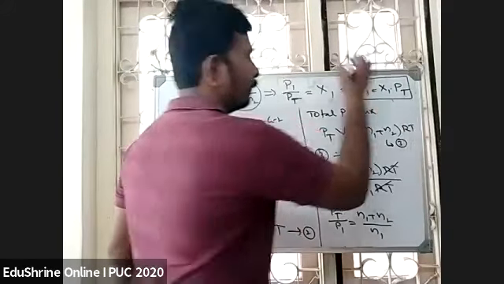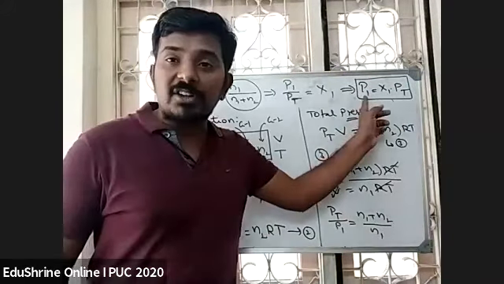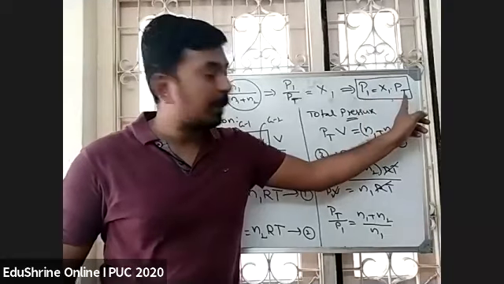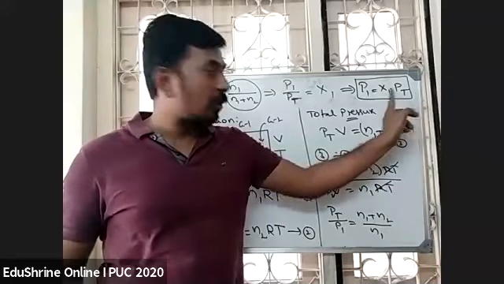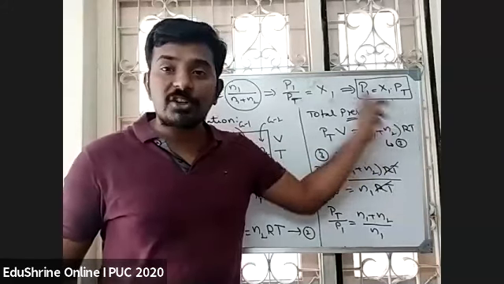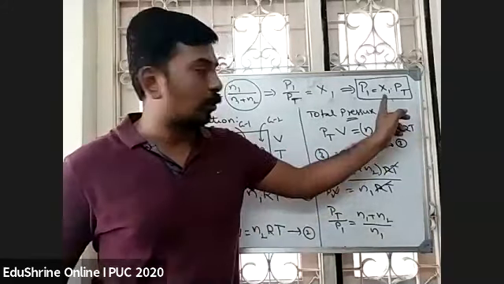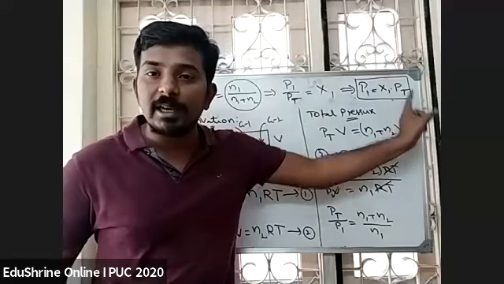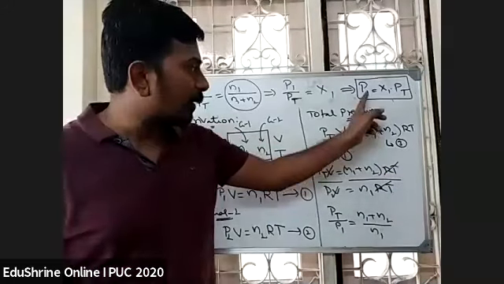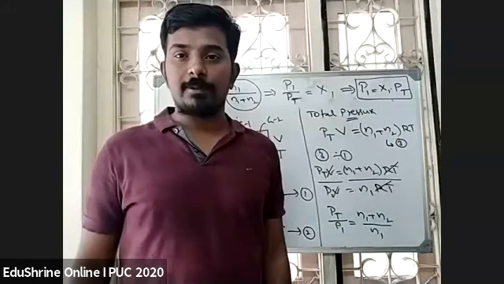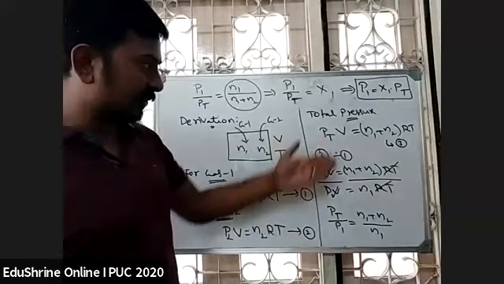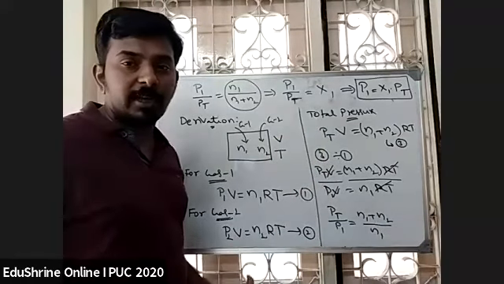Where P1 is the partial pressure of the first gas, PT is the total pressure and X1 will be the mole fraction. So the relation between these three is: partial pressure of any gas is equal to mole fraction of the gas into total pressure. Next, similarly, we can derive it for gas 2 also.